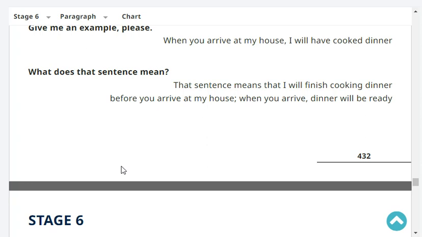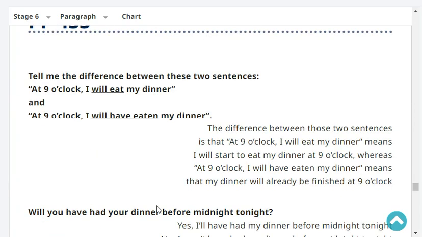At my house. When you arrive, dinner will be ready. Very good. Tell me the difference between those two sentences.